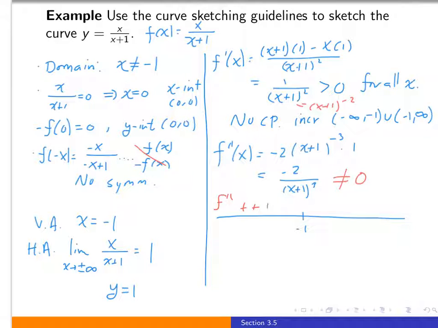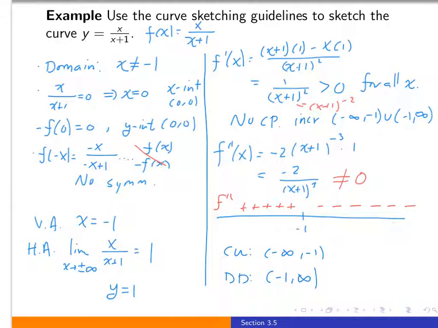Negative over a negative is a positive. If you were to plug in a number to the right of minus 1, let's say 0, you would have minus 2 over 1 cubed, which is a negative over a positive, so a negative. So our function is concave up to the left of the vertical asymptote and concave down to the right of it. So that would be minus 1 to infinity.